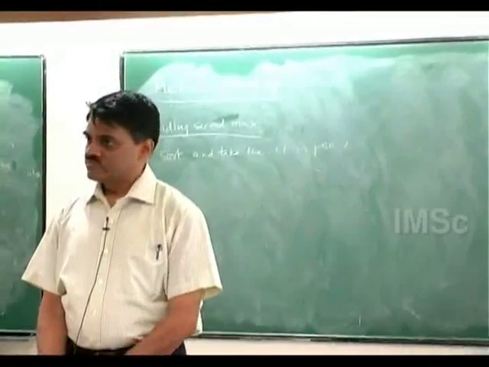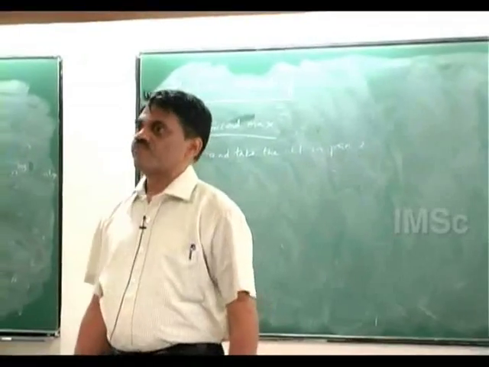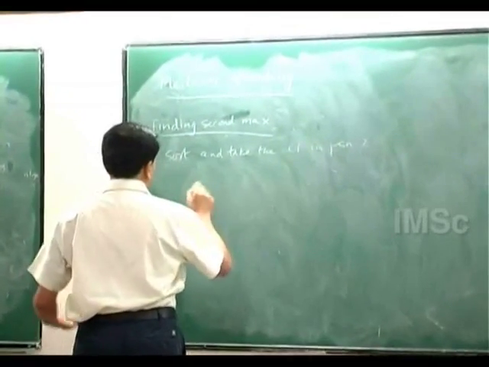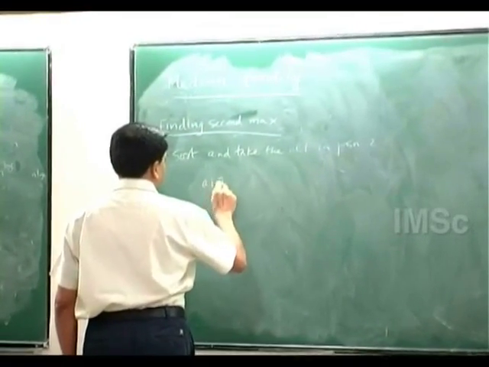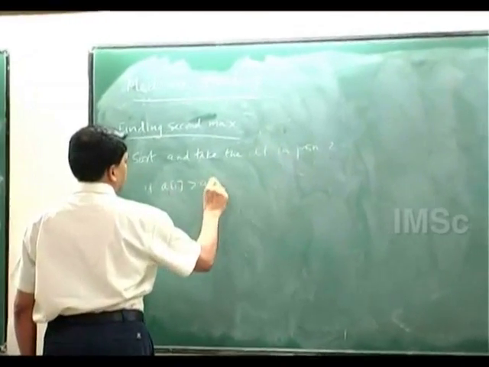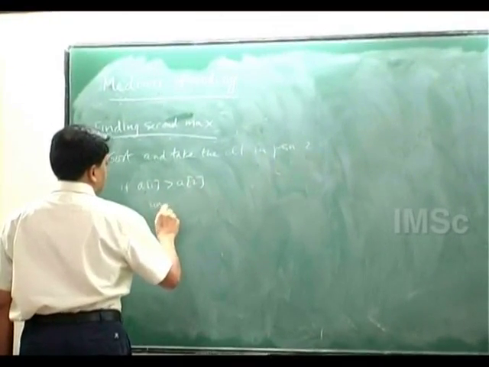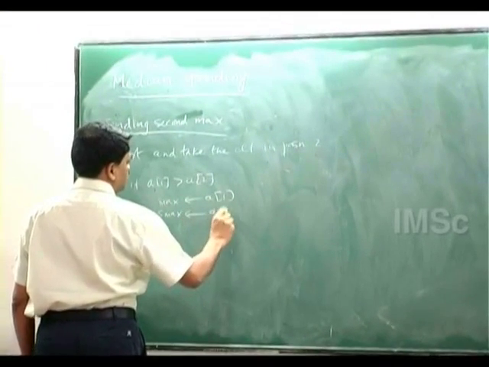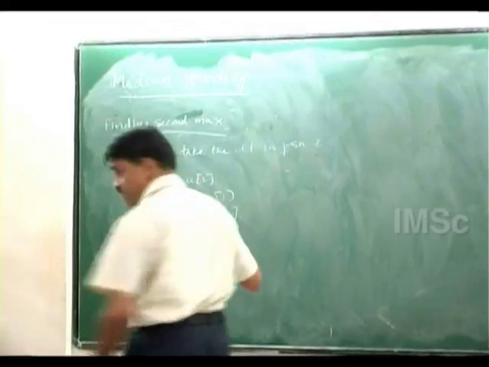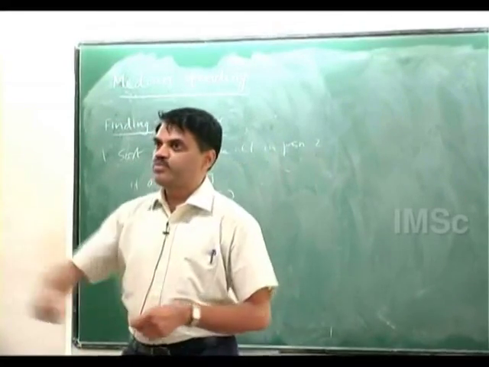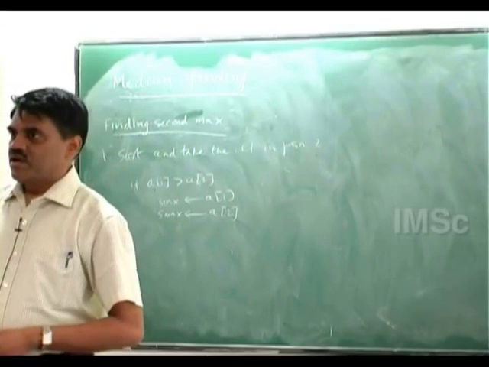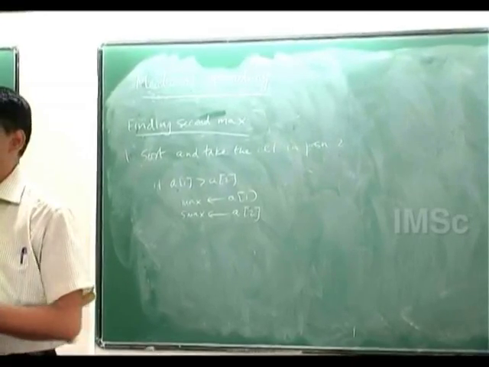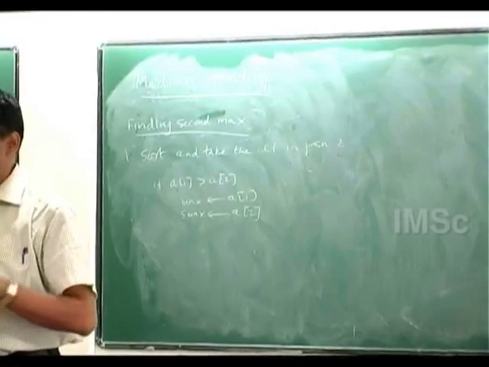You start with the first two numbers, decide which is the maximum and the second maximum, and keep track. Exactly. So compare A1 and A2, and if A1 is greater than A2, then max is A1 and second max is A2. Otherwise, max is A2 and second max is A1. Then you have a loop running over all the other elements, doing what? First we compare it with max, and if it doesn't turn out to be the maximum, then we compare it with the second max.